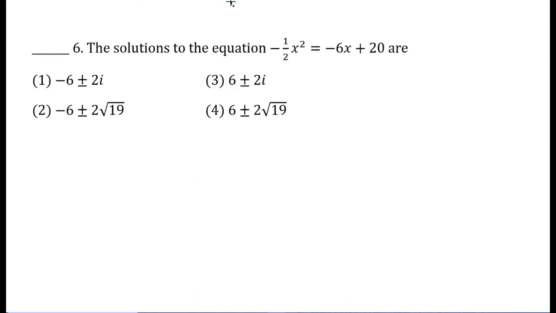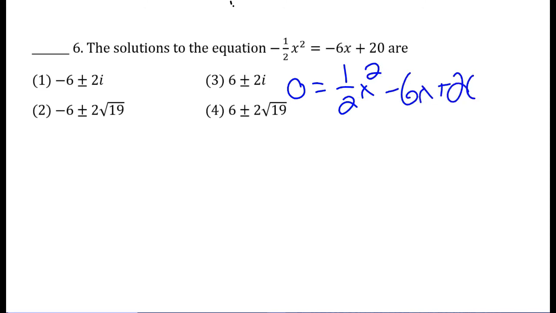Number 6, the solutions to this equation are... well, I've got a quadratic equation, and I see a plus or minus and some square roots and complex numbers. That's key that I have to use the quadratic formula. So before I use the quadratic formula, though, this needs to be set equal to 0. So 0 equals positive 1/2 x squared minus 6x plus 20.